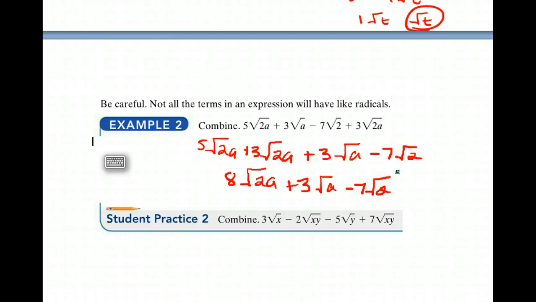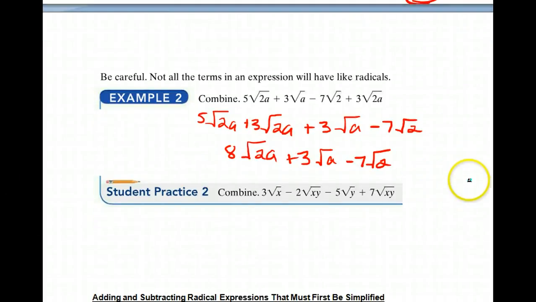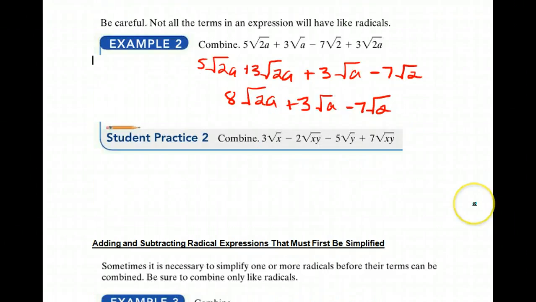In math, anything that is just a numerical term is called a constant, and it should always be written last, and variable terms should always be written first. So please make sure that you follow that model as you are taking care of problems. I would like at this moment for you to go ahead and take care of student practice 2 right here. Pause the recording, do the problem, and then we will come back together.